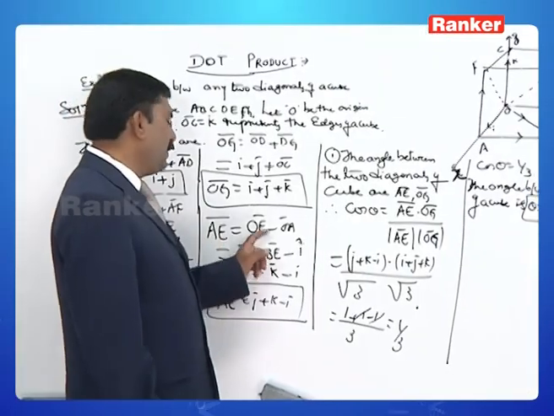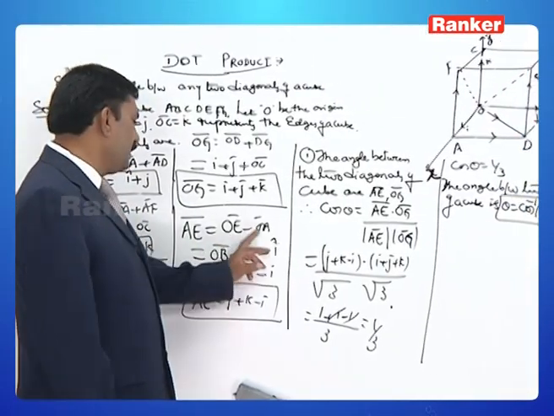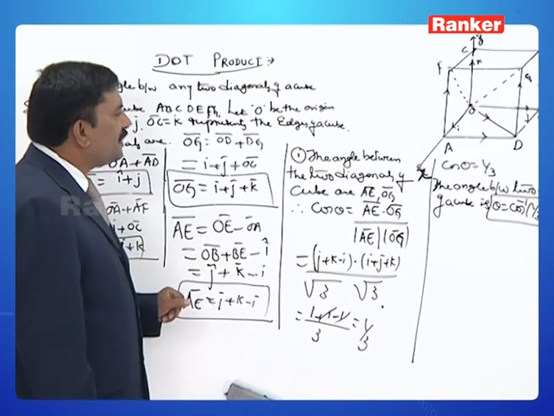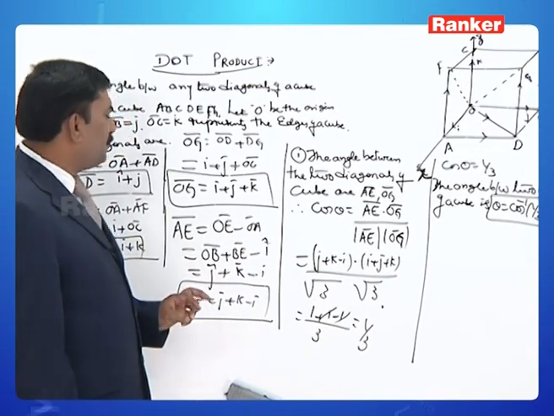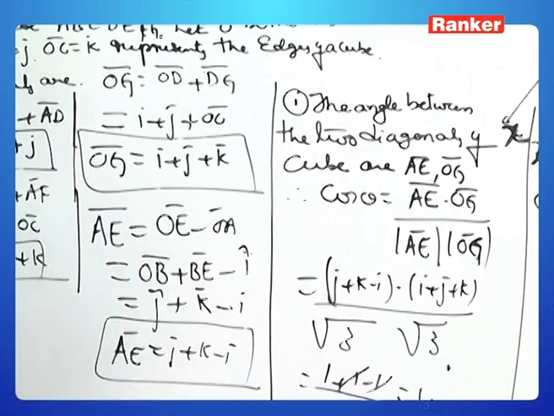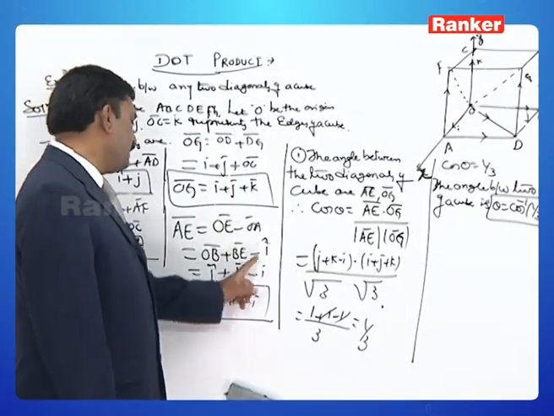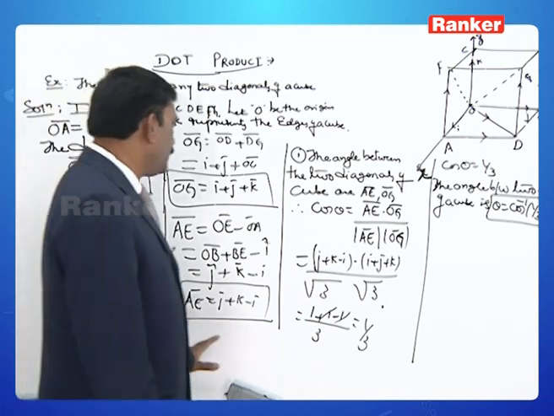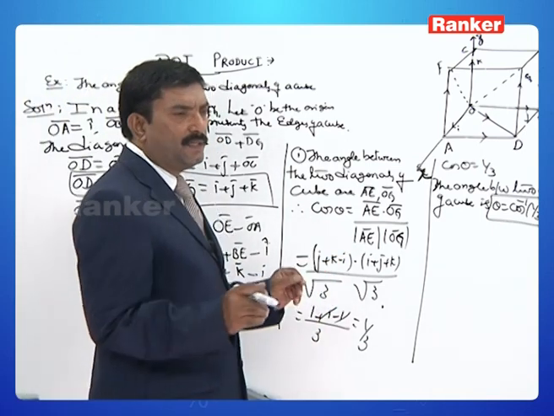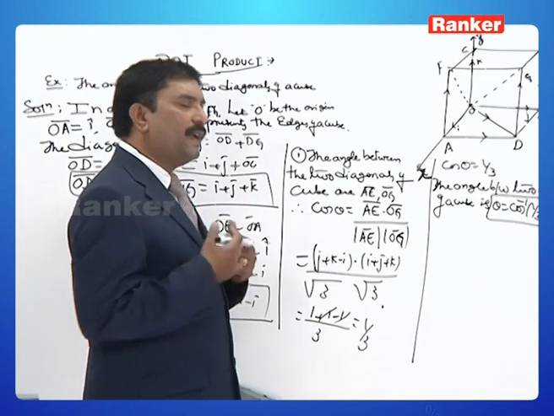Next, AE bar is nothing but OE minus OA. So therefore, OE is nothing but OB bar plus BE bar by using the triangle law, that is vector addition. OA bar is I, you substitute. Yes, we got it. Yes, two diagonals, that is face diagonals also, edges also.